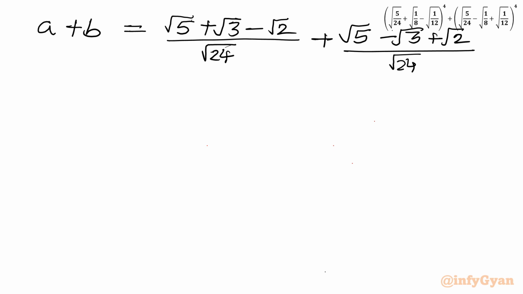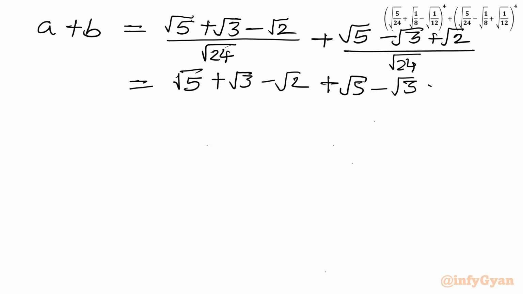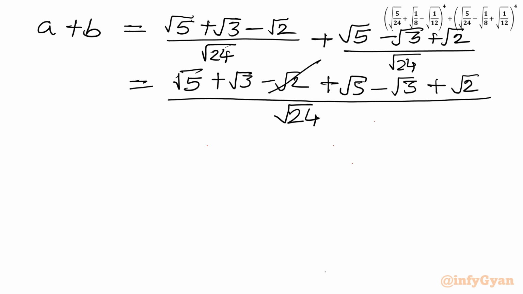Now the denominator is the same, we can simply add both. So I will be writing root 5 plus root 3 minus root 2 plus root 5 minus root 3 plus root 2, divided by root 24. Minus root 2 plus root 2 will be over, plus root 3 minus root 3 will be over. So it is left with 2 square root 5 divided by square root 24.